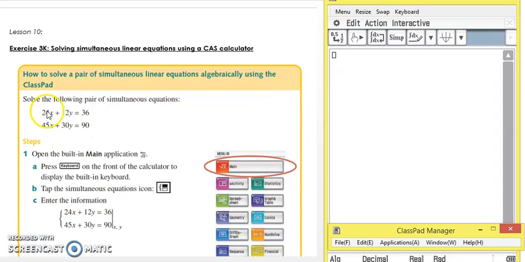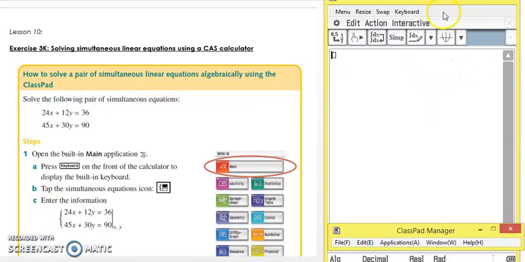The question we're looking at is to solve the following pair of simultaneous equations: 24x plus 12y equals 36, and 45x plus 30y is equal to 90. Now we can graph this if we wish. The only problem is that the only way we can graph it is if it's in the format of y is equal to something. Of course you can transpose these equations, but there's no point. It can be done, but a faster way is to have the CAS calculator solve it for us.